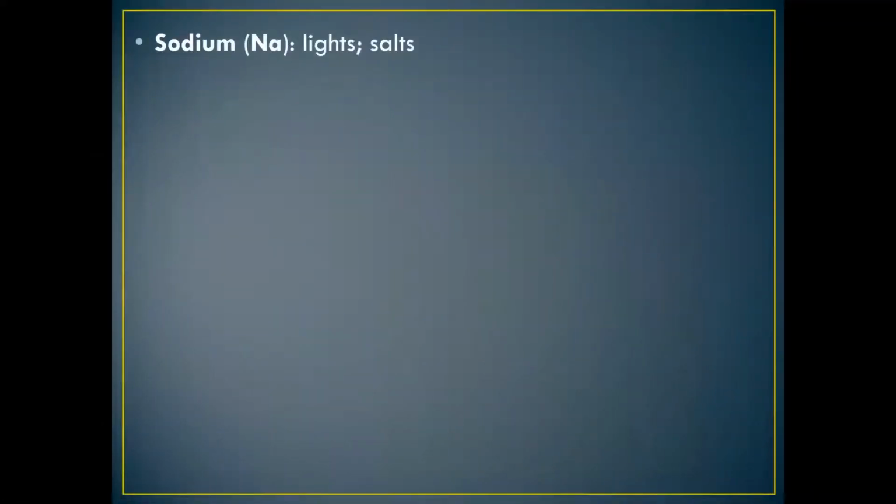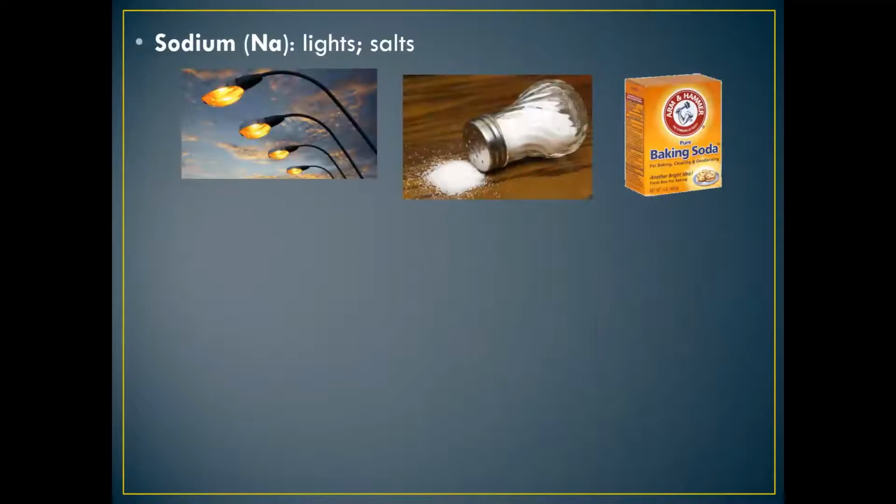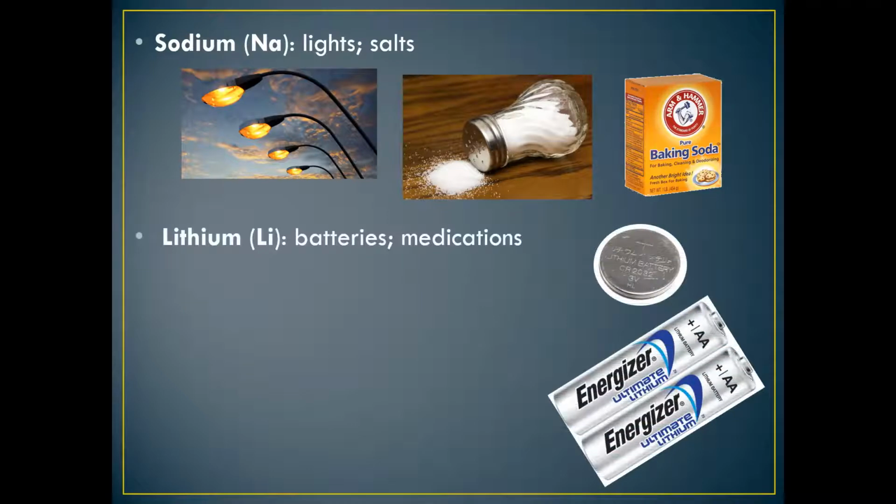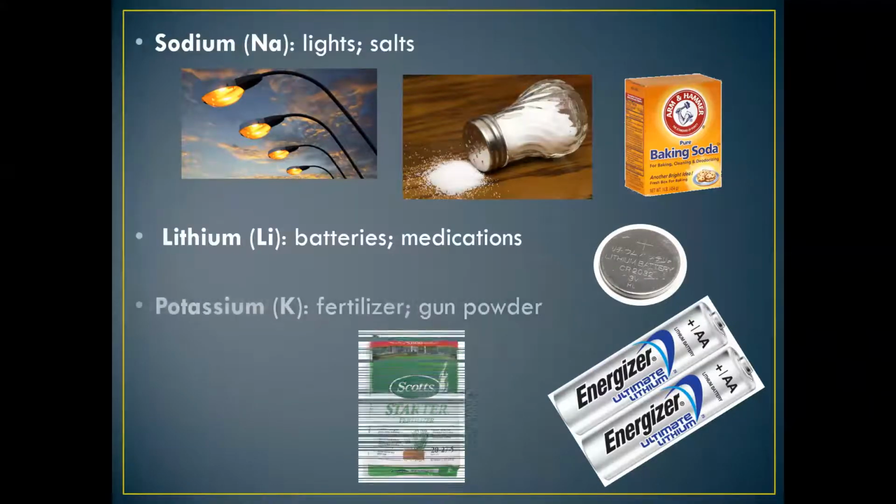Those are our alkali metals, very reactive. So some examples. Sodium is found in light bulbs, street lights. It gives that orangey glow. Sodium is a component of salts, including table salt and baking soda. So just because it's a chemical, remember, it doesn't have to be harmful. Lithium is found in batteries. So they ask you at the post office, are you mailing in your lithium batteries? These are very powerful, long-lasting batteries. Lithium is also found in some medications like antidepressants.